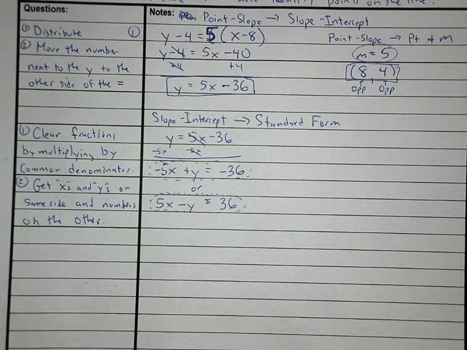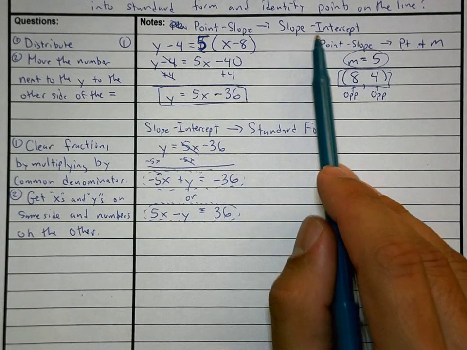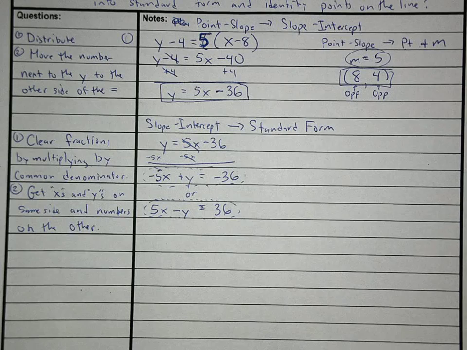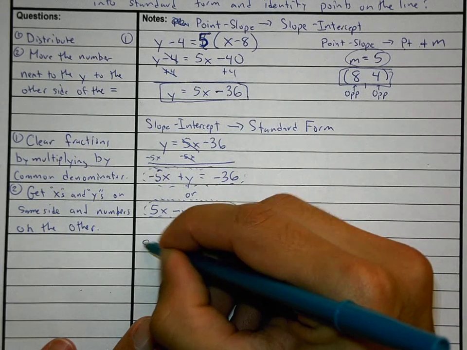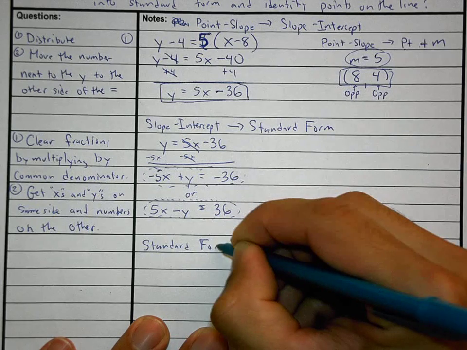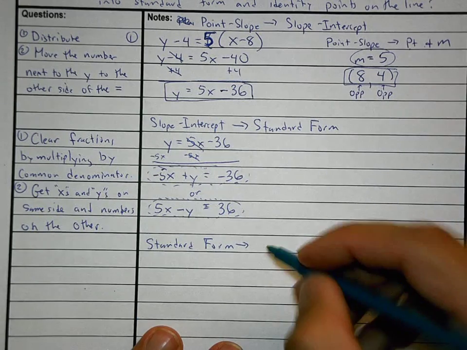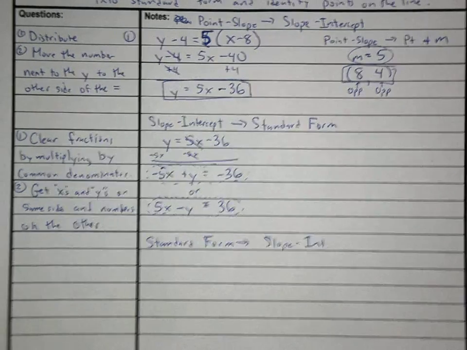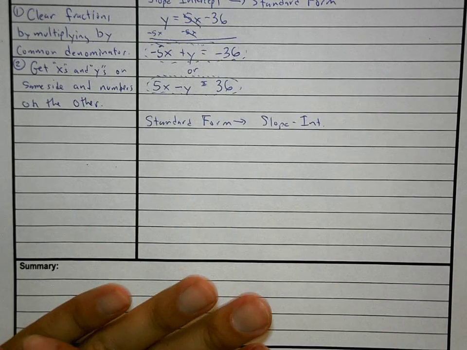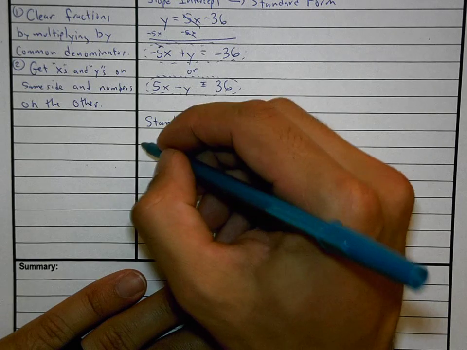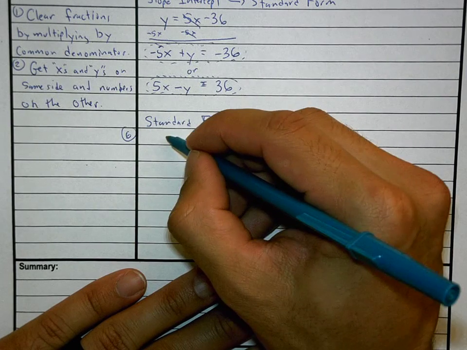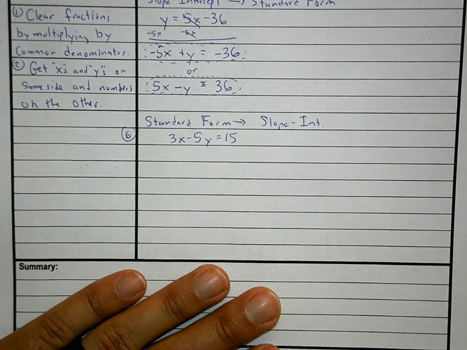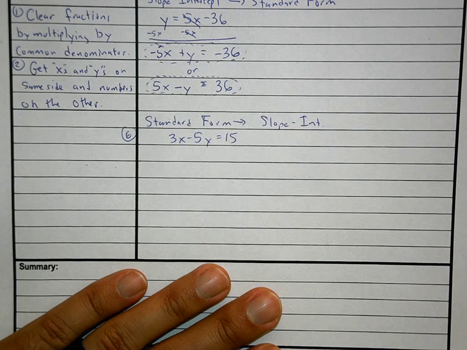Okie dokie. So we've talked about how to go from point slope into slope intercept. We've talked about how to go from point slope into a point and a slope, how to go from slope intercept into standard form. But what if you're given something in standard form and you have to go into slope intercept form? Let me recenter. Bless you. For example, I'll put a 6 in a bubble. 3x minus 5y equals 15. And I need to go into slope-intercept form.